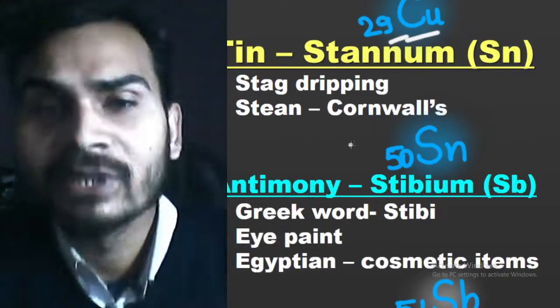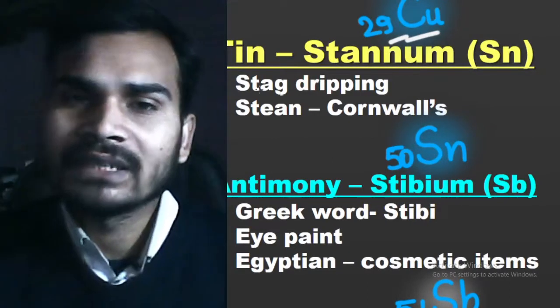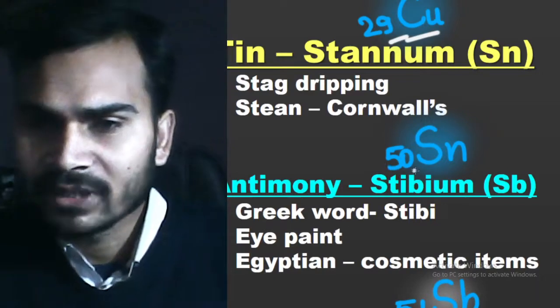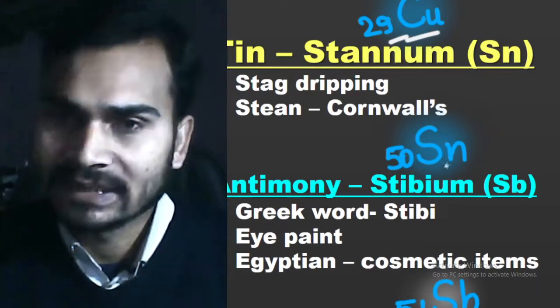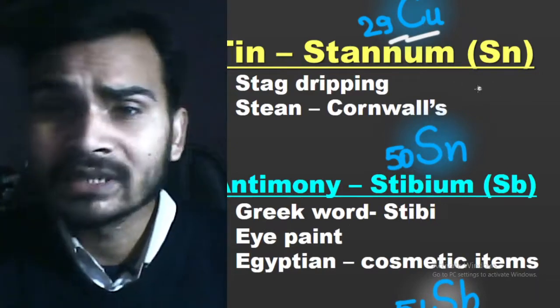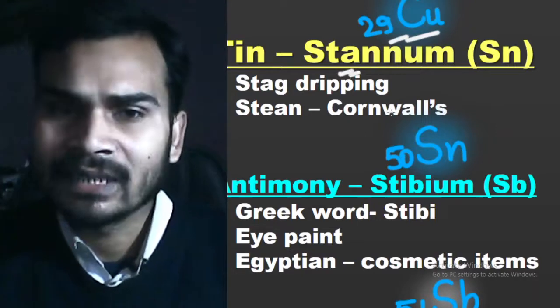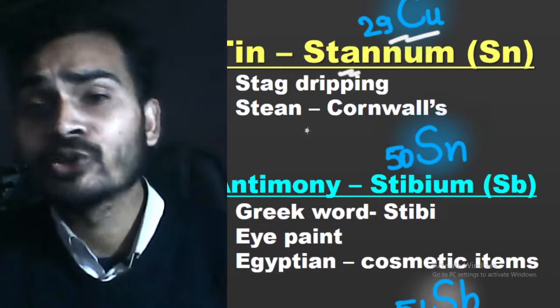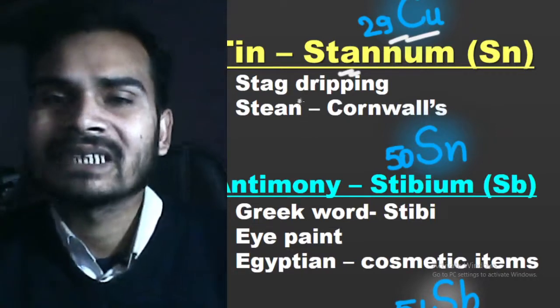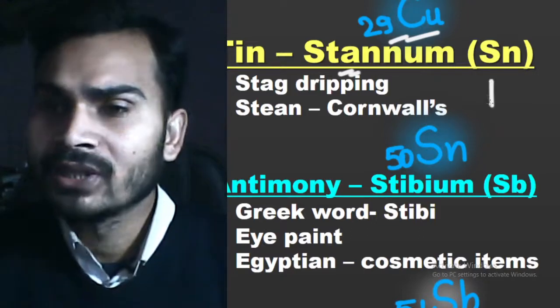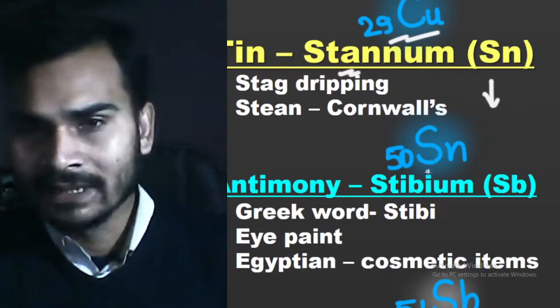The next element which we are going to learn is tin, and tin has the atomic number 50 and its symbol is Sn. Sn comes from stannum, and it can also convey a meaning like stack dripping, something which drops down very fast.